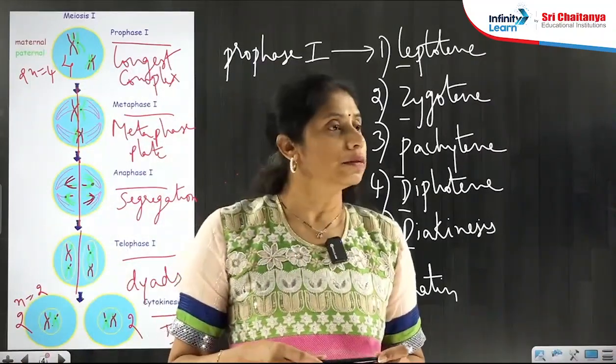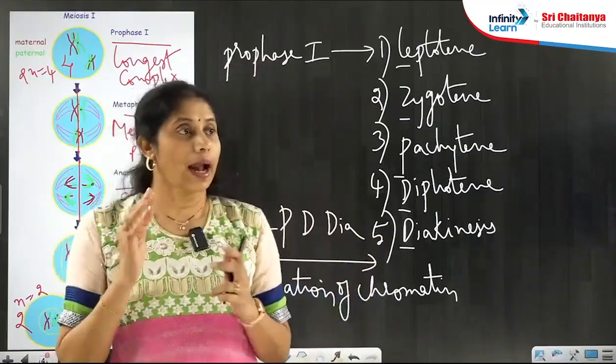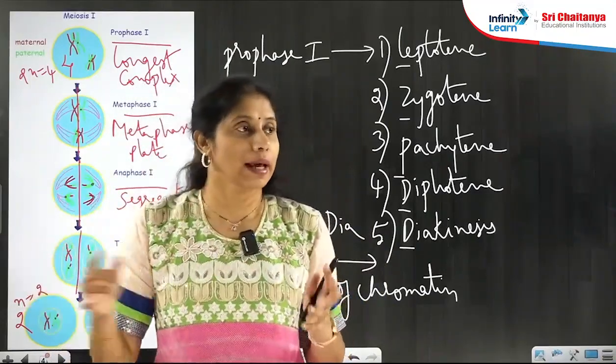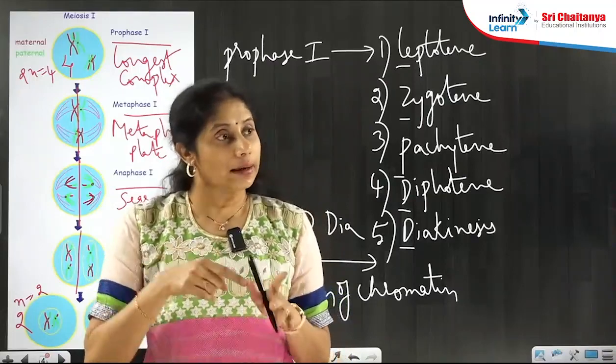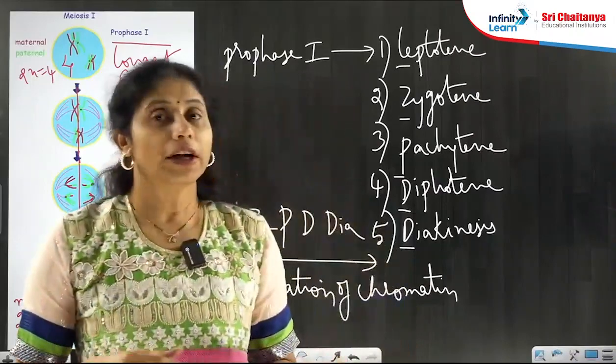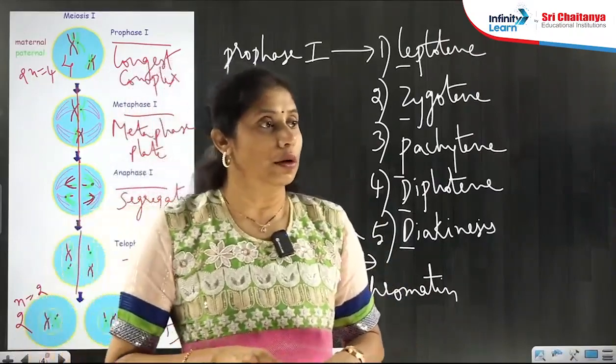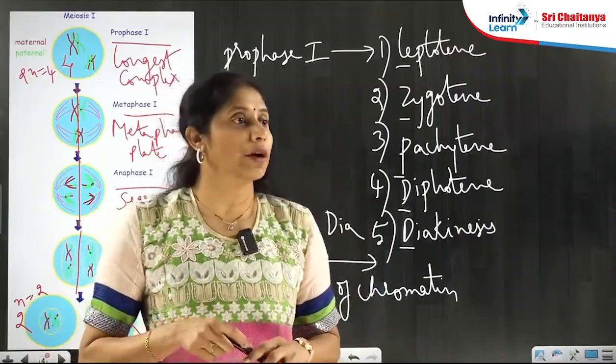What is the meaning of homologous chromosomes? A pair of chromosomes which are identical in all aspects like size, shape, structure, gene content, gene order, are called homologous chromosomes. You have 23 pairs of chromosomes, no? 23 you are getting from your mother and the other 23 you are getting from your father.